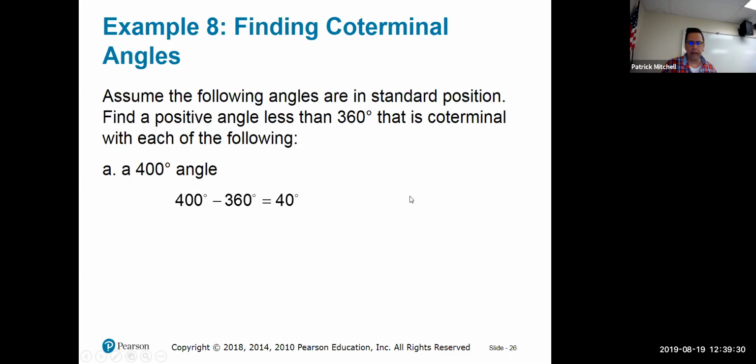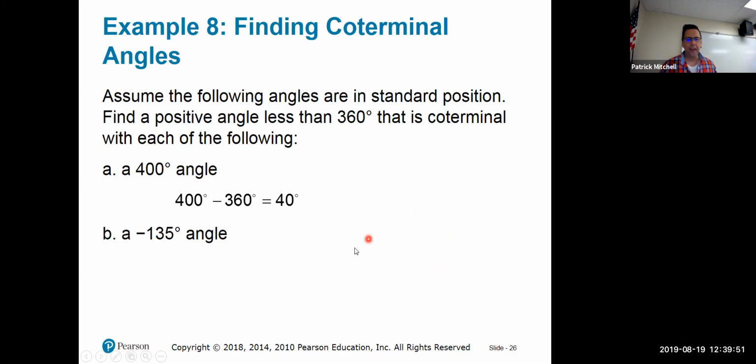Next example is a negative 135-degree angle. Okay, try to picture what that looks like. It means you're going clockwise: 45, 90, 135. I kind of wish I had a circle here.